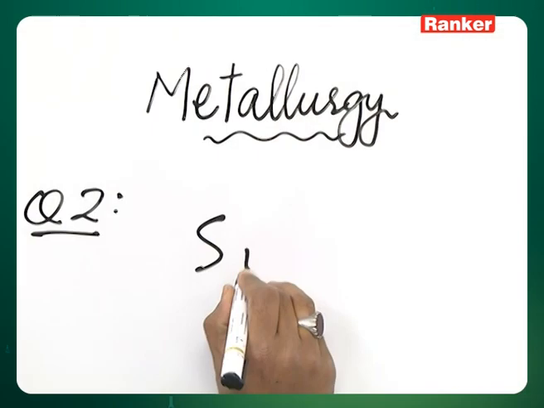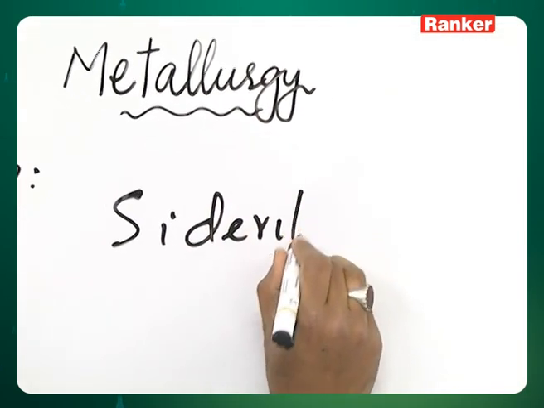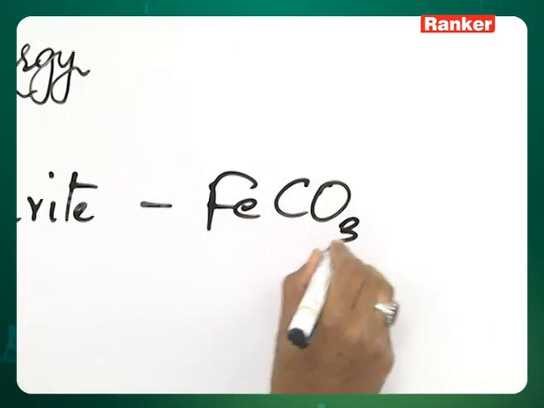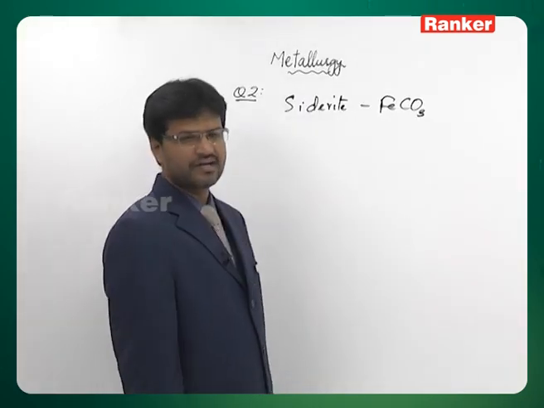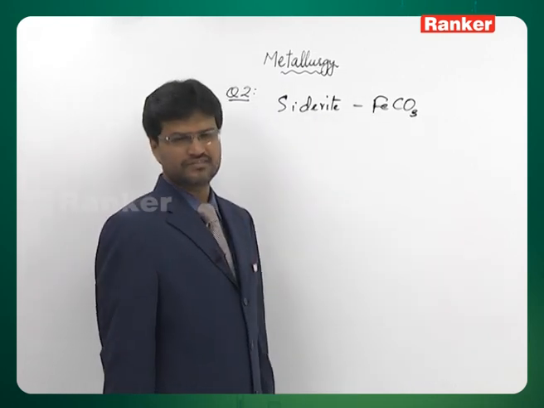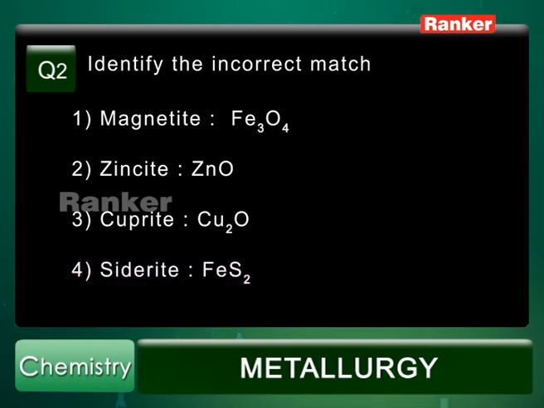Actually, siderite is FeCO3. It's a carbonate ore of iron. So the incorrect match is siderite FeS2. Siderite is actually FeCO3. The correct answer therefore is fourth option.